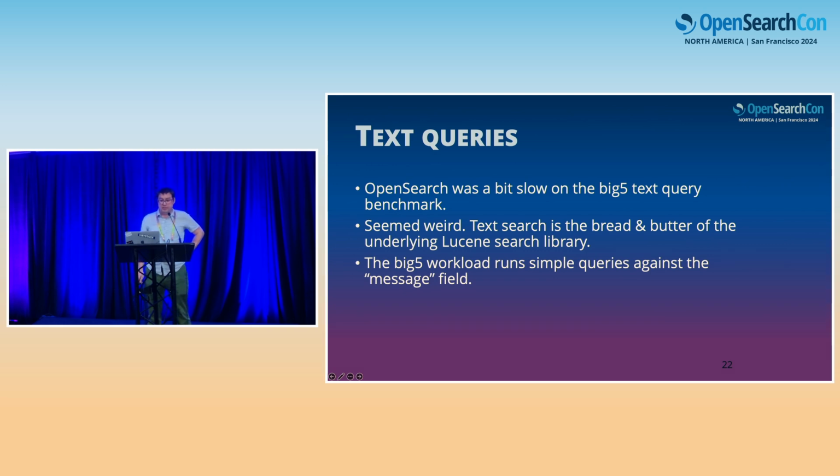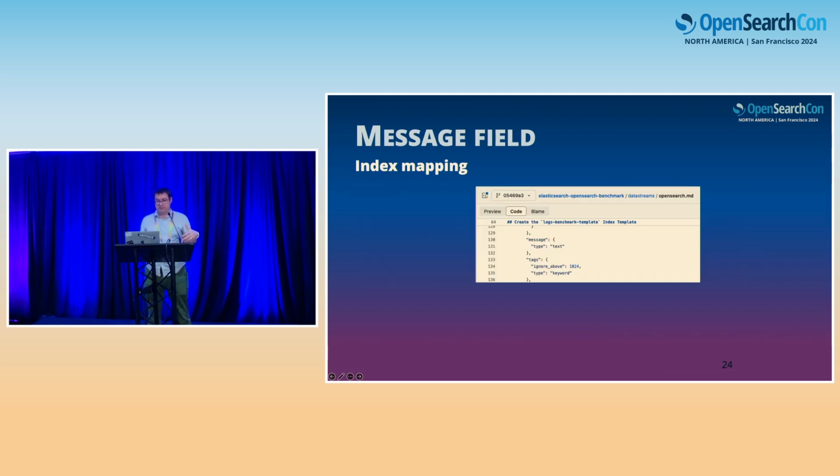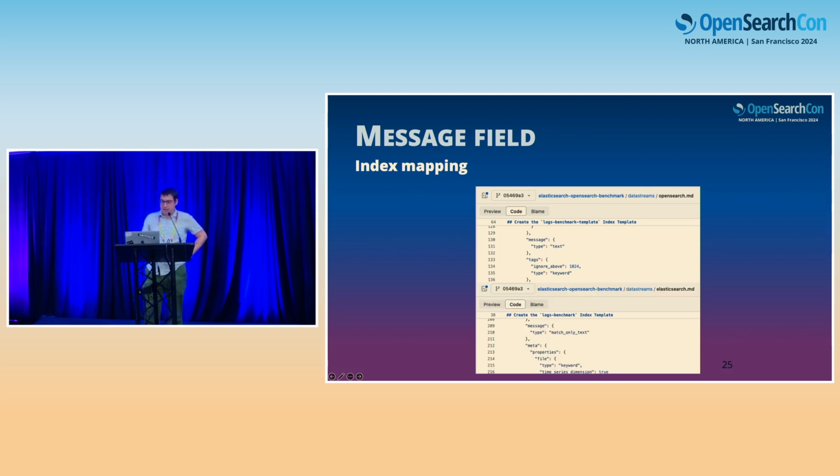Well, it turns out that the Big Five workload was running, for its text queries, some fairly simple, multi-keyword searches over this field called message. So we looked into it. How was the message field defined? On OpenSearch, as you can see looking at this mapping, it has type text, just a regular old text field. Again, we got this benchmark from Elastic, and we saw that for Elasticsearch, they were using this thing called a match-only text field. We're like, what? Match-only text field?